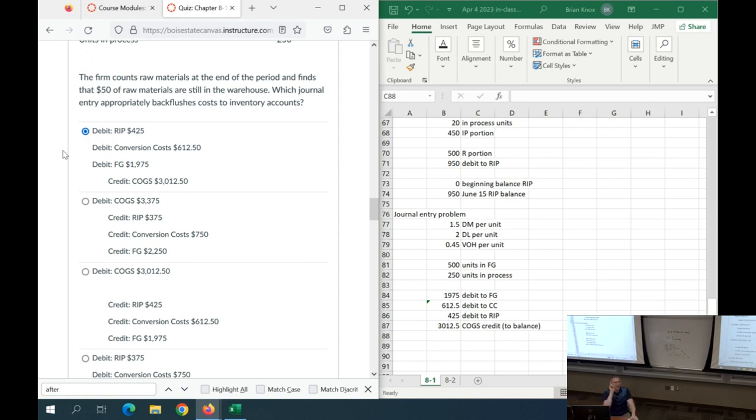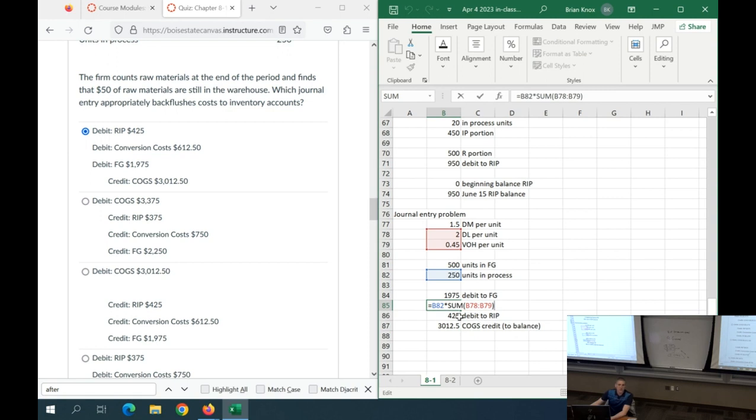Whoa, I think I saw you first, Joshua. Debit to conversion cost, and then what else? Okay. Yeah, here I'm just taking units in process times these two rates right here. And then RIP, I do something very similar, units in process times the direct materials rate for the IP portion, but I have to remember that I also need that portion, which was $50 based on the problem.